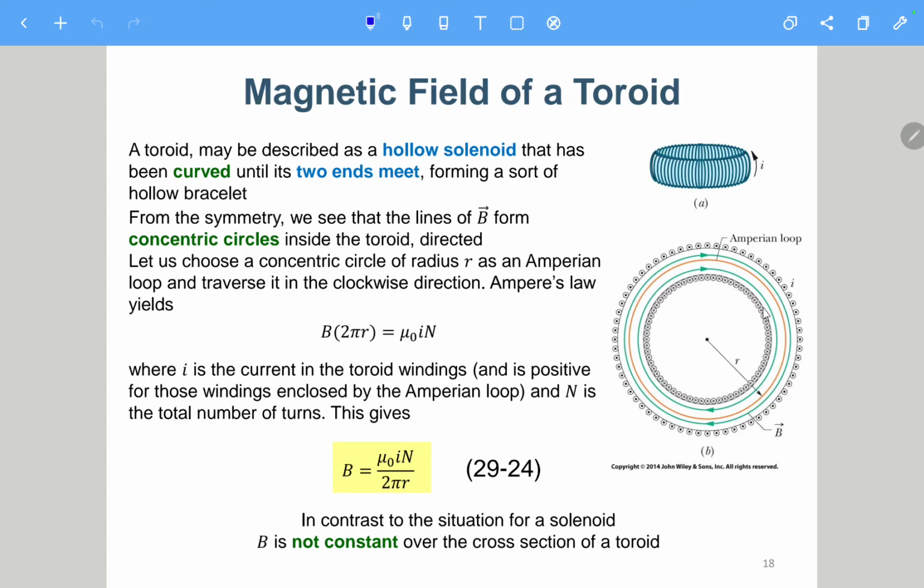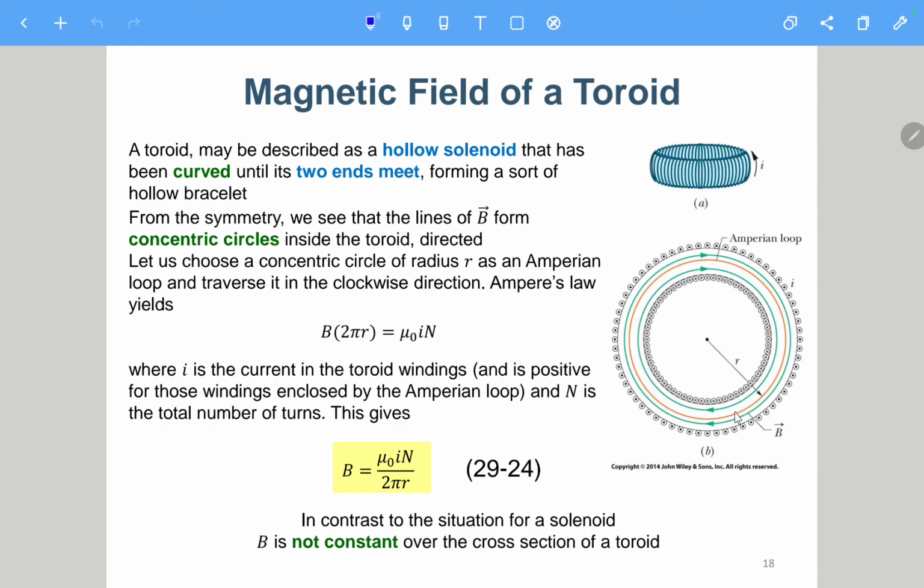Here, the number of turns here and the number of turns here should be the same. You can see that for the inner turns, the current is more dense, and for the outer, this is sparser. But the number of turns for the inner and outer should be the same, because you bend the solenoid into this shape. Okay, so here we try to determine the B field inside the toroid.